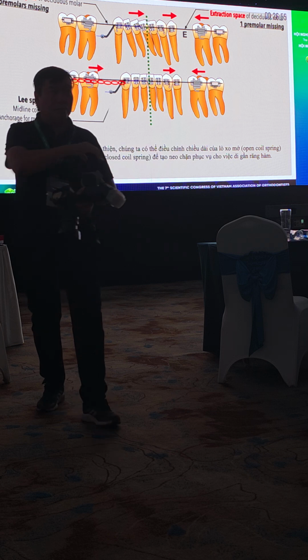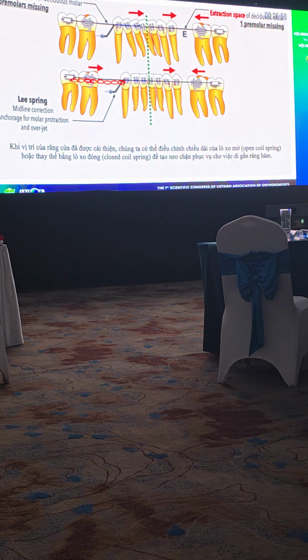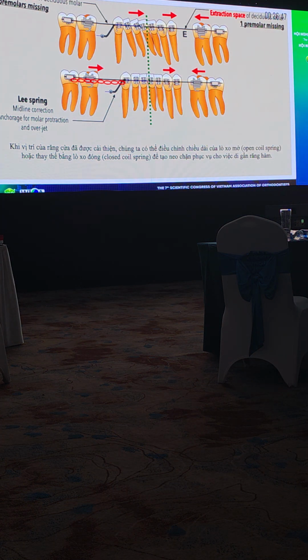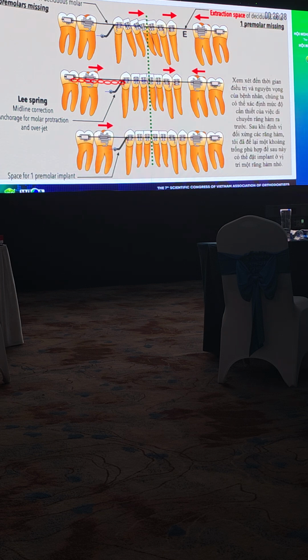Once the position of the incisors shows improvement, I can adjust the length of the open coil spring or replace it with a closed coil spring to establish the anchorage for the forward movement of the molars. Considering the duration of the treatment and patient preference, we can determine the extent of forward movement of the molars. After achieving a symmetrical position of the molars, I left active space for the future implant in the area of the first premolar.